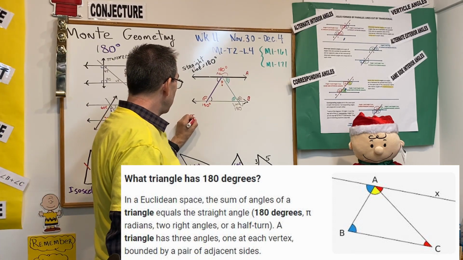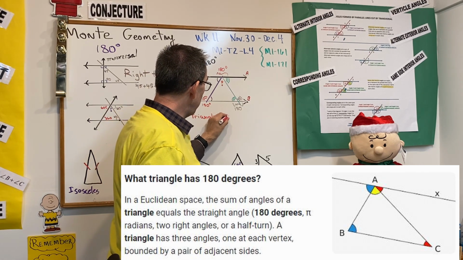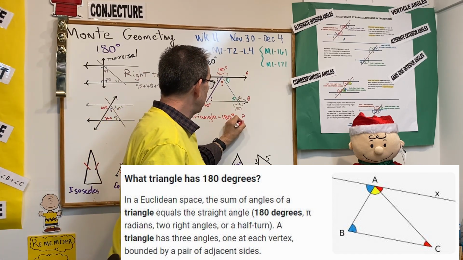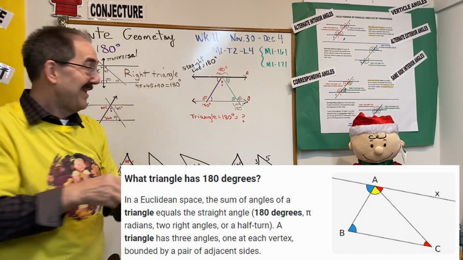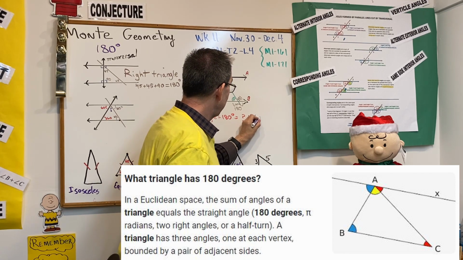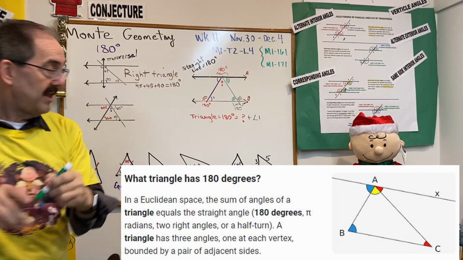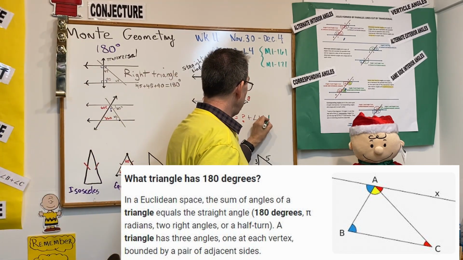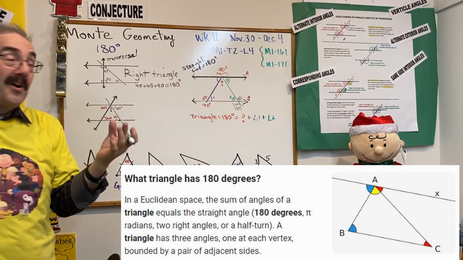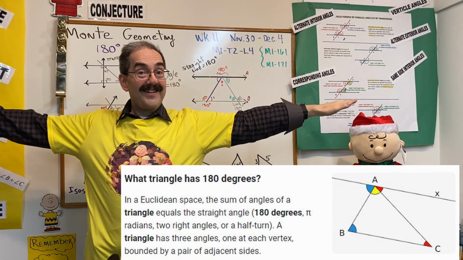So, a triangle is equal to 180 degrees, and it's made up of the question mark, the first alternate interior, we'll call that angle 1. The second alternate interior, we'll call that angle 2. Therefore, all triangles are nothing more than a straight line.